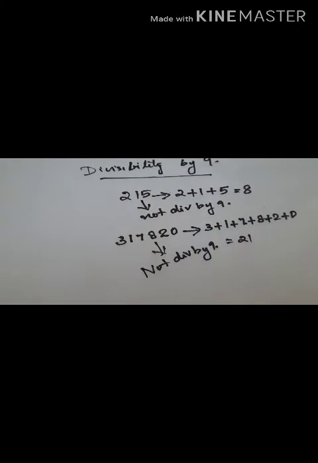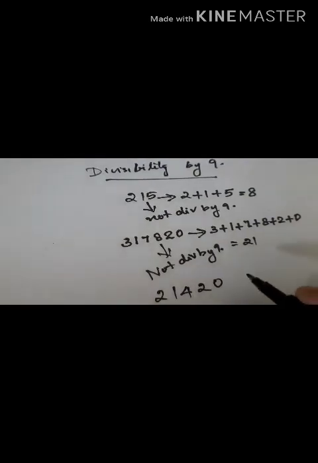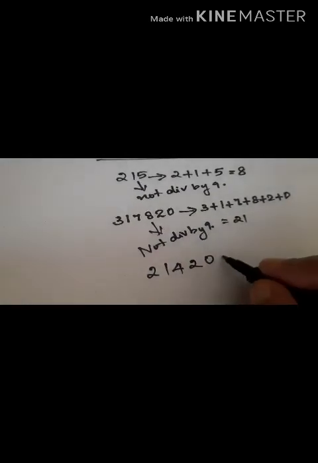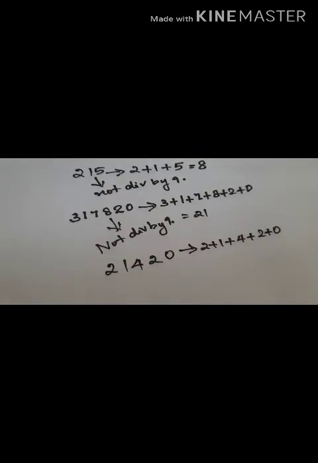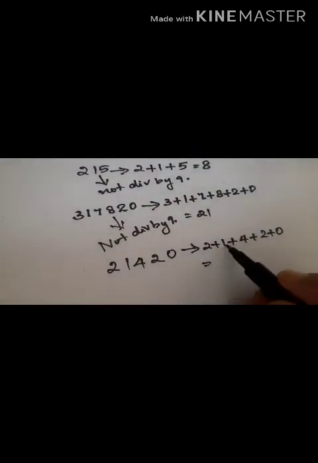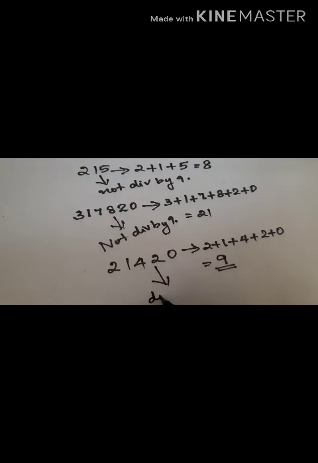Now we take another number, 21,420. Now let us check whether it is divisible by 9. 2 plus 1 plus 4 plus 2 plus 0. What is that sum? 3 plus 4, 7. 7 plus 2, 9. Now 9 is a multiple of 9, isn't it? Therefore, this given number is divisible by 9.